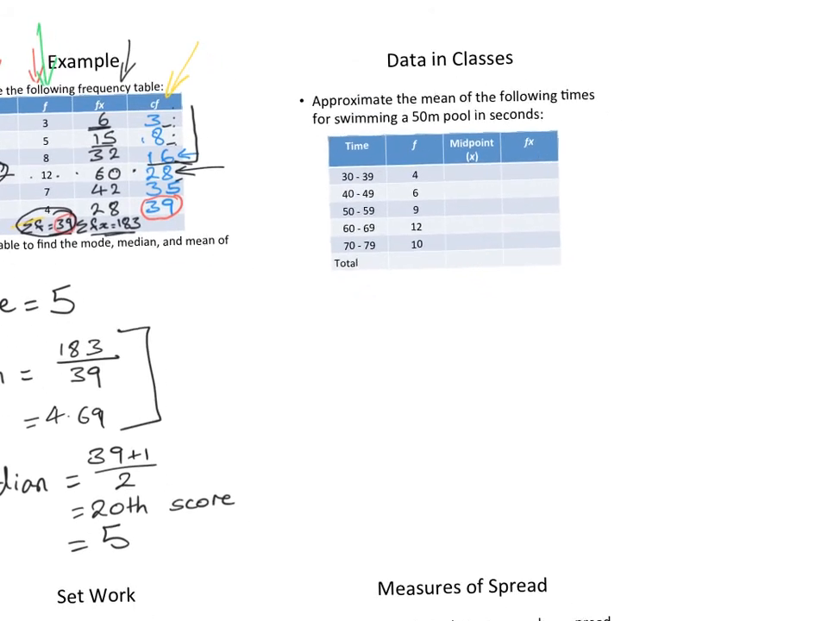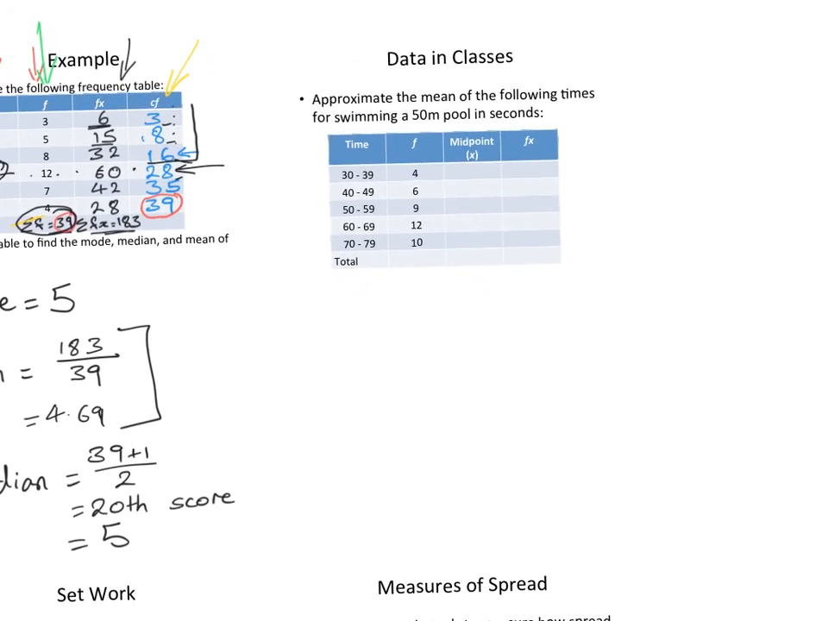Okay, so now what about if it was in a class? That's when we use the midpoint or class center. Okay, I've used the word midpoint here. It's also called the class center, like we discussed probably last time. Okay, so in here, we did an example like this before. So here, we've got approximate the mean of the following times for swimming a 50-meter pool in seconds.